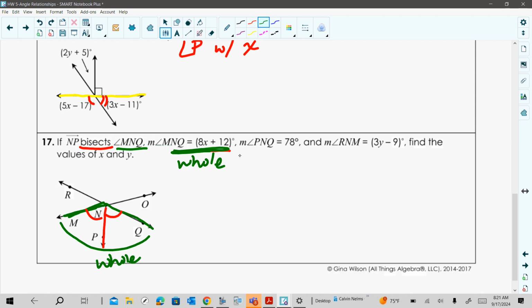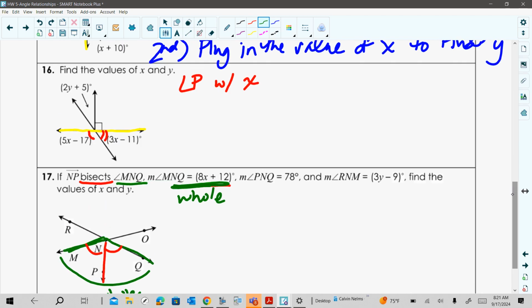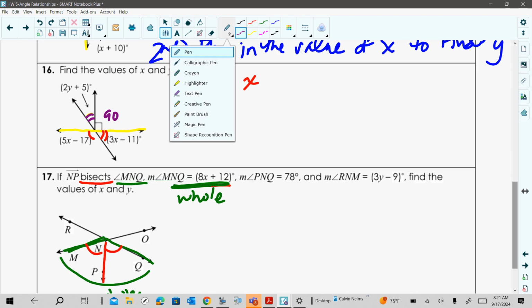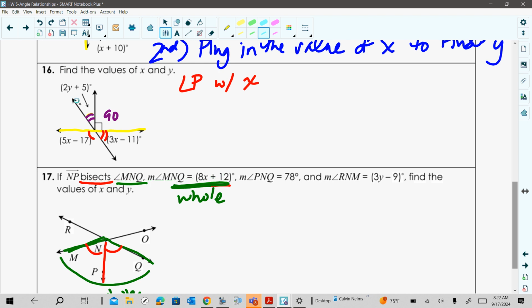For 16, couldn't we just double the 2y? No, because this is just this angle right here. This is 90, yeah, but on this one, to get to the y, you have to use the other line. That line has 1, 2, 3 angles on it. You have to add 90 plus this angle here, plus the y equals 180. That's why you've got to plug in for x.